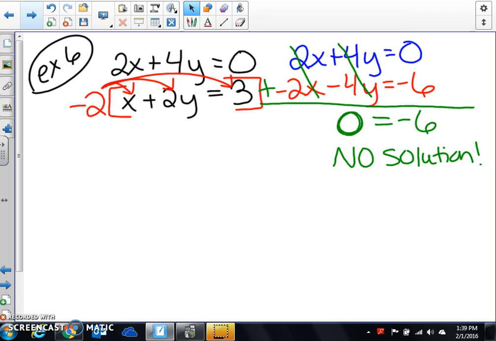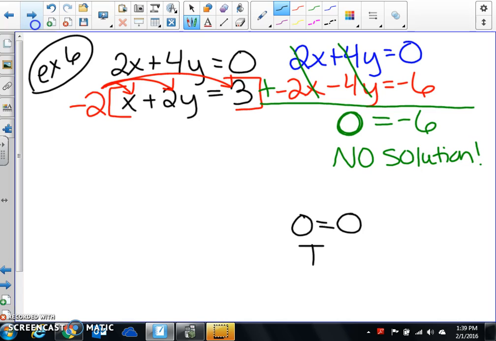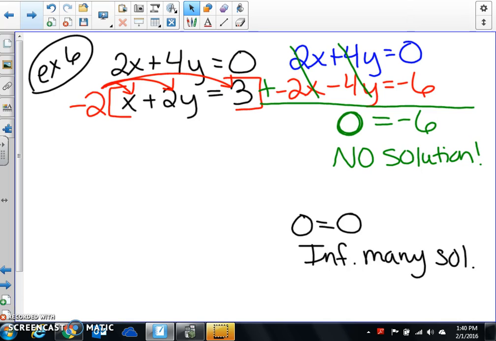Now, if I would have had the same scenario, but it came down to 0 equals 0, that one would be infinitely many. Right? So if the x and y is canceled on one side and then over on the other side I also had 0, that one would be infinitely many.